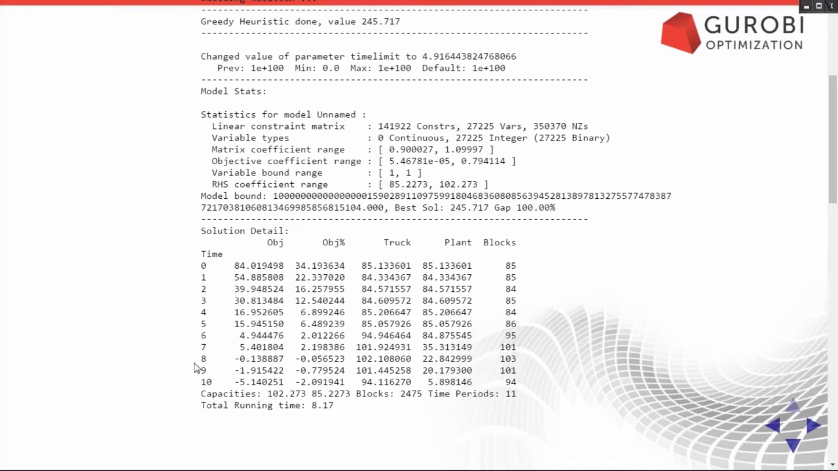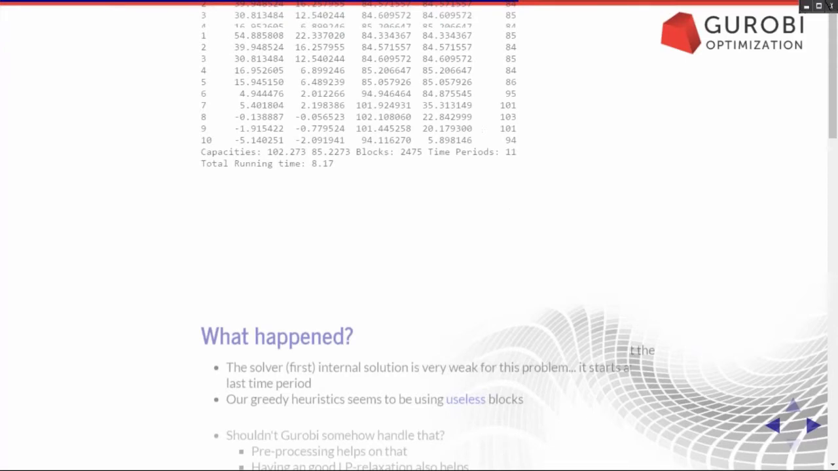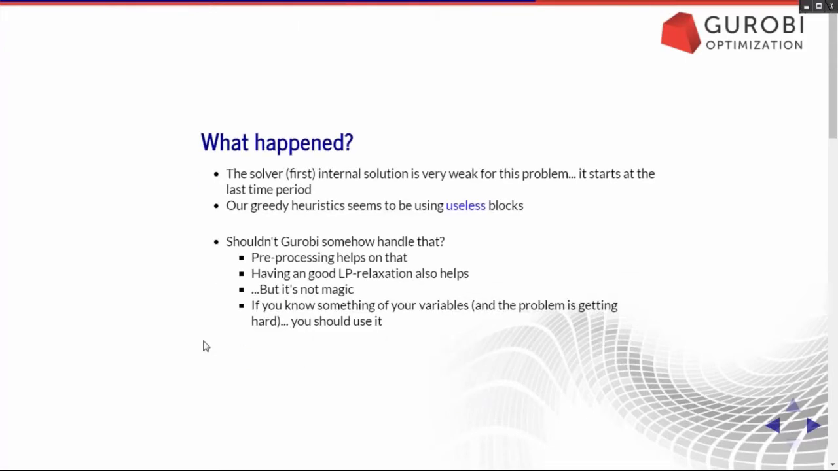The strange thing is that in the last 3 time periods, the overall objective that I get for the blocks that I get out into those periods is actually negative. So again, that's very strange. So let's go back to this.